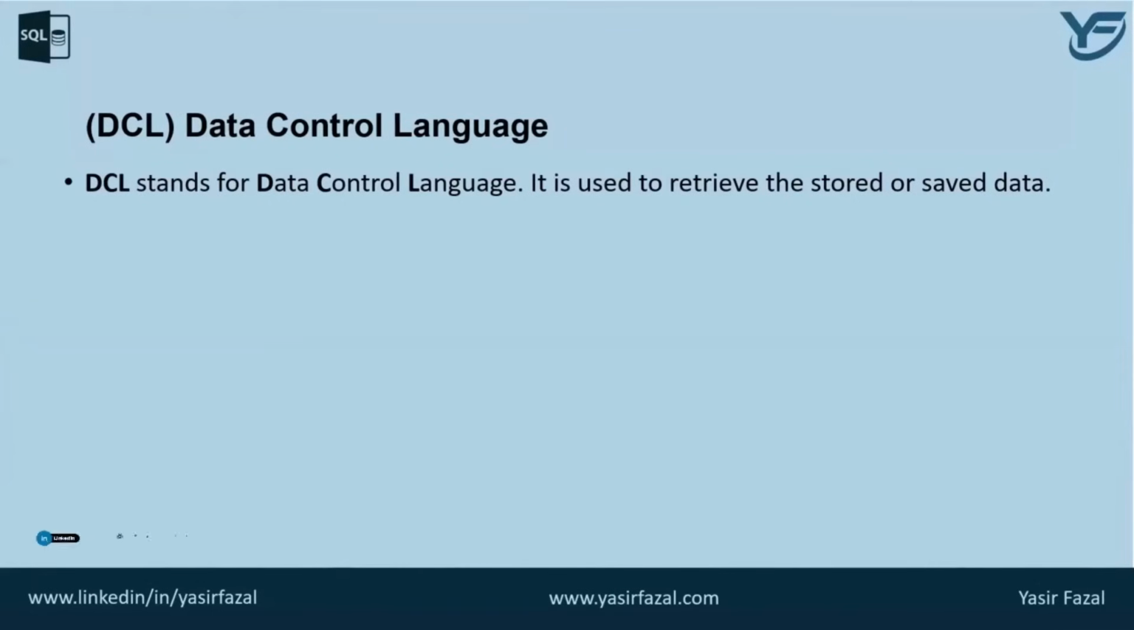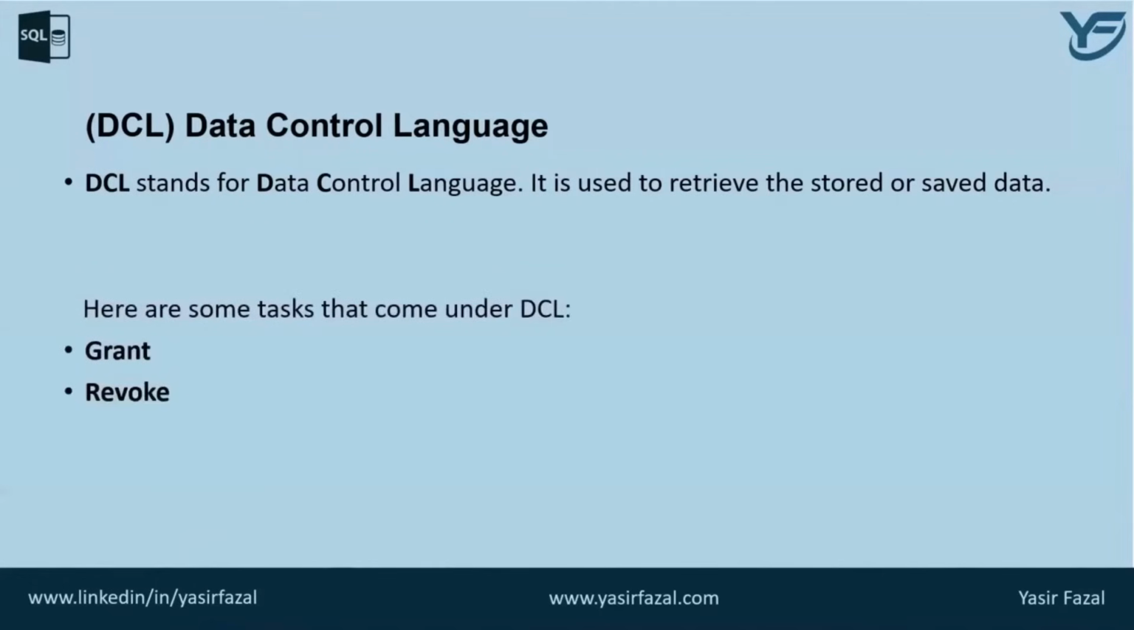There are basically two types of data control language tasks that are utilized. The first one is grant and the second one is revoke. Grant is used to give users privileges on the database to do some kind of work. For example, they can select the data, update the data, delete the data, execute certain other statements, or insert data into the database.